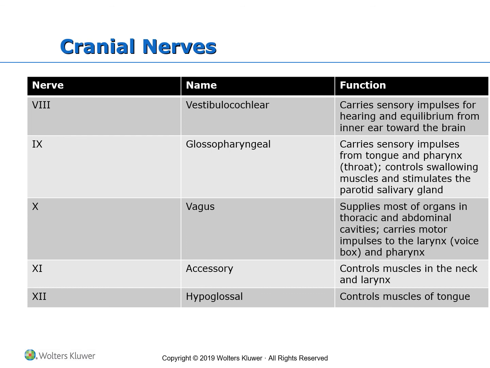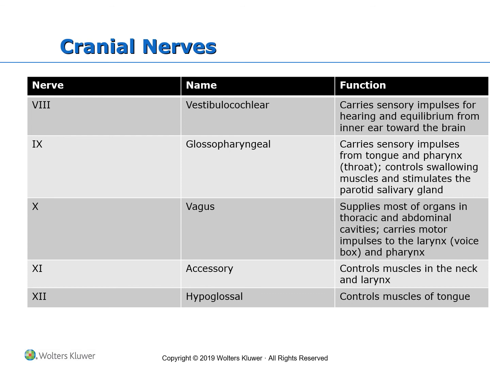to the brain. Number 9, the glossopharyngeal nerve, carries sensory impulses from the tongue and pharynx, or the throat, along with controlling the swallowing. So it's also a mixed type of nerve, having both motor and sensorial fibers in it.